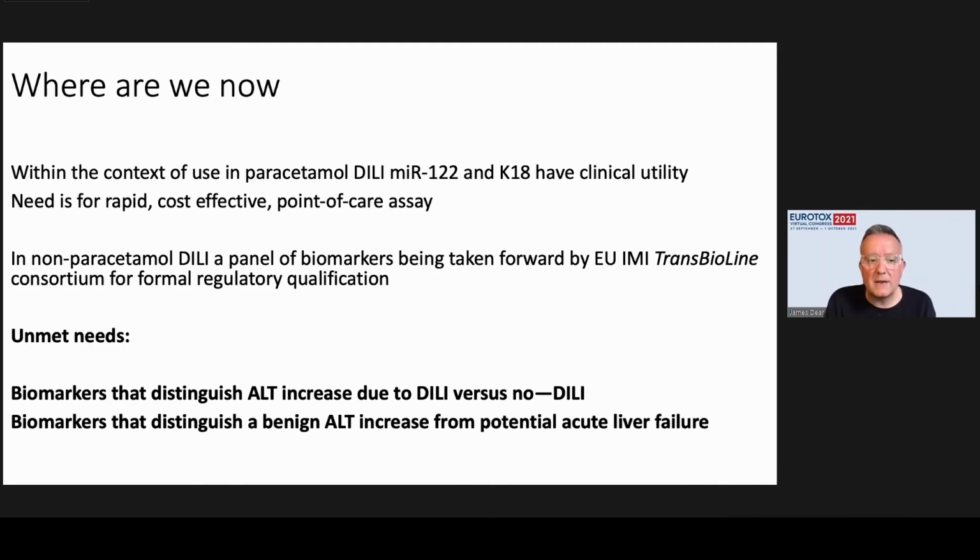I think one of the biggest unmet needs that we have is to be able to identify or distinguish ALT rises due to DILI from ALT rises due to other causes, because none of the markers I've described are specific to DILI. They're specific to liver injury, but not DILI. So therefore, that's a great challenge. And the other challenge we have is to be able to distinguish a benign ALT rise from potential acute liver failure. And it may be that keratin 18 has some utility there. That's something for the future.